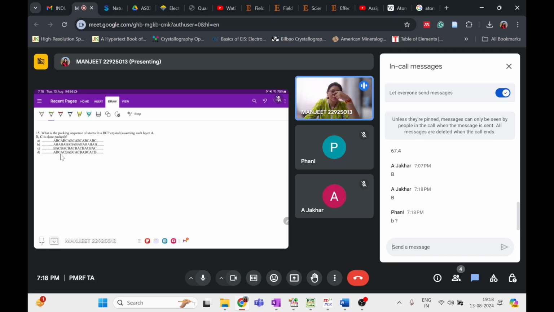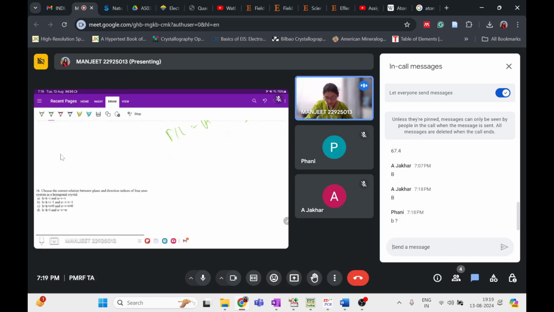Yeah, B, it will be B. Yes, Isaac and Pani, you both are right. B will be the correct answer for HCP. It will be AB, AB, AB, and for FCC it will be ABC, ABC, ABC. Okay, so this is all about the packing sequence of the atoms, how the atoms are arranged in HCP and FCC. Let's move to the next question.